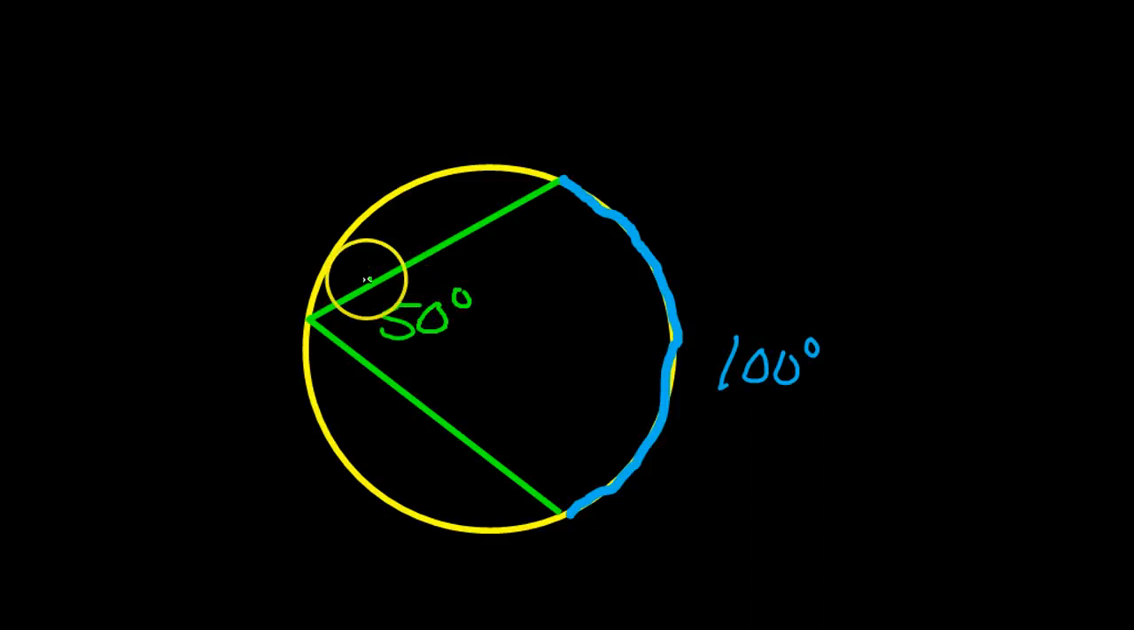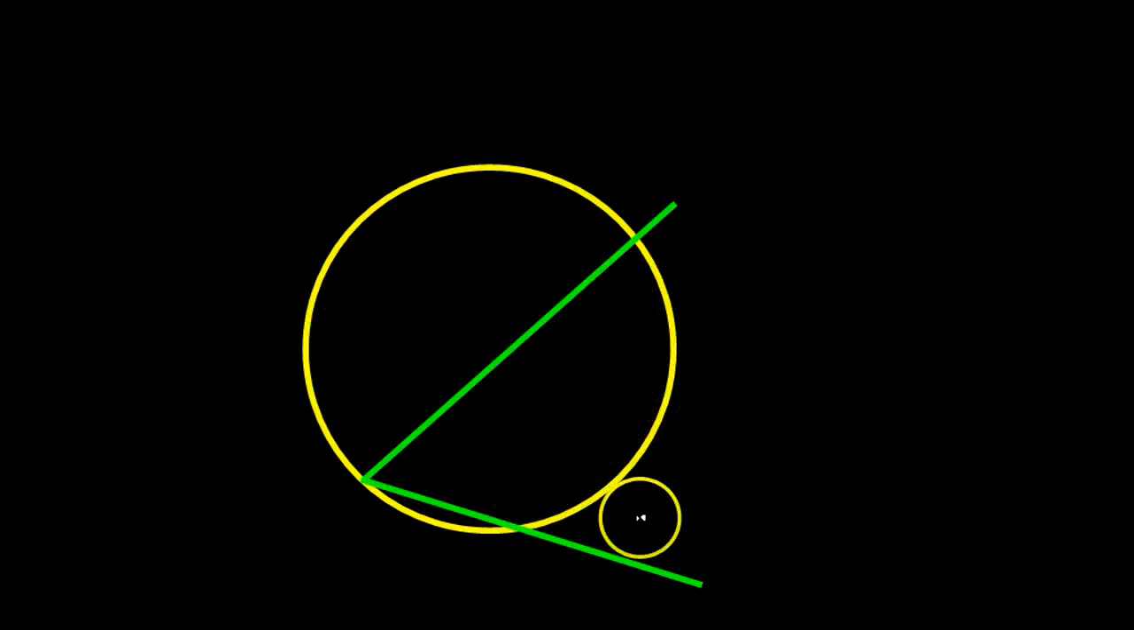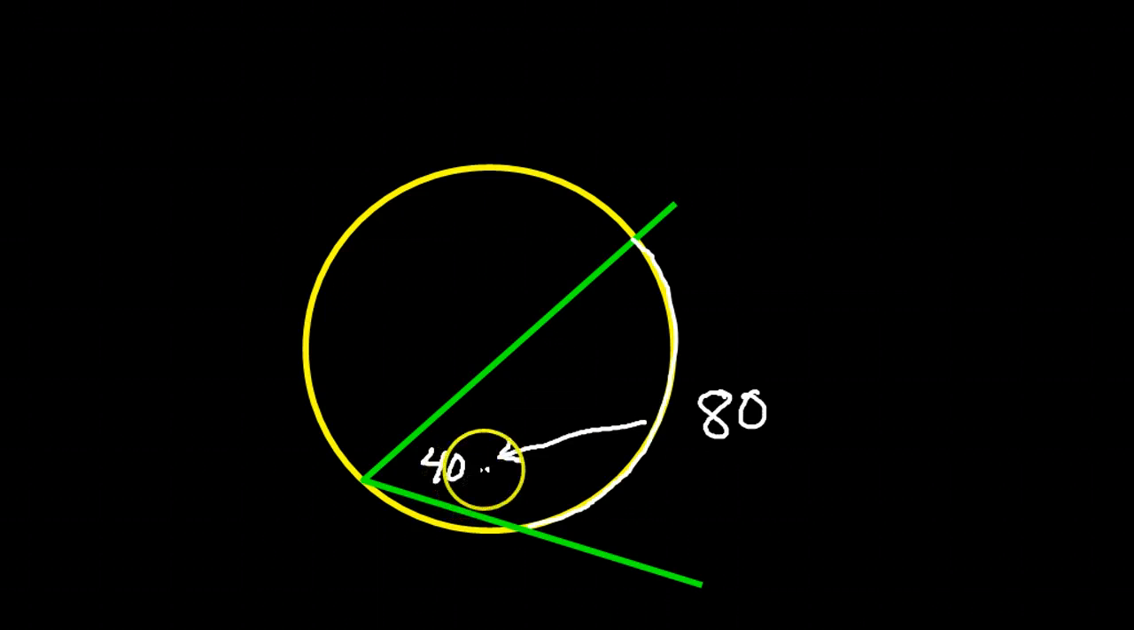Now, consider this. What if the picture looked like this? And imagine that this arc right here, maybe I'll try to go ahead and draw it, this arc I'm coloring in white, what if that was 80? What do you think the measure of this angle would be now? Yes, it would still be 40. This is still an inscribed angle. It's still going to be half of the intercepted arc.